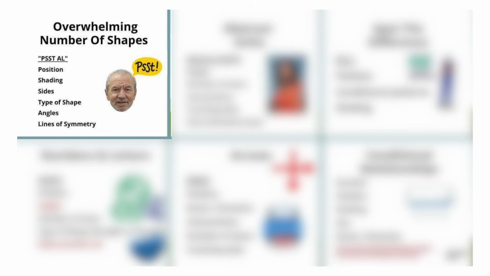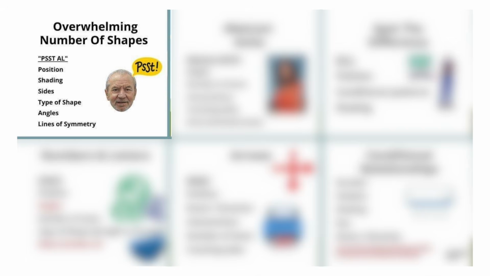So as part of the course, there are 6 areas that you actually can shortcut quite quickly by looking just at the type of question that it is. And you know from that question that it's only going to be a certain number of possibilities. So with this one, I call it the overwhelming number of shapes. And when it's an overwhelming number of shapes, I have an acronym and it's called PST-AL. So imagine Alan Sugar. And from that acronym, I know when I see a question like this, it can basically only be position, shading, sides, type of shape, angles, or lines of symmetry.